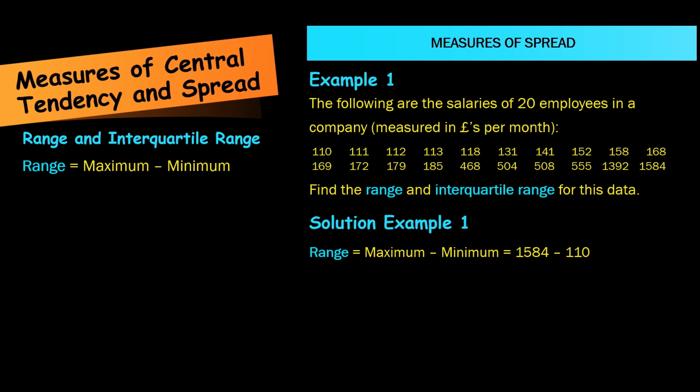The range is equal to the maximum minus the minimum. So 1,584 minus 110 to give 1,474.